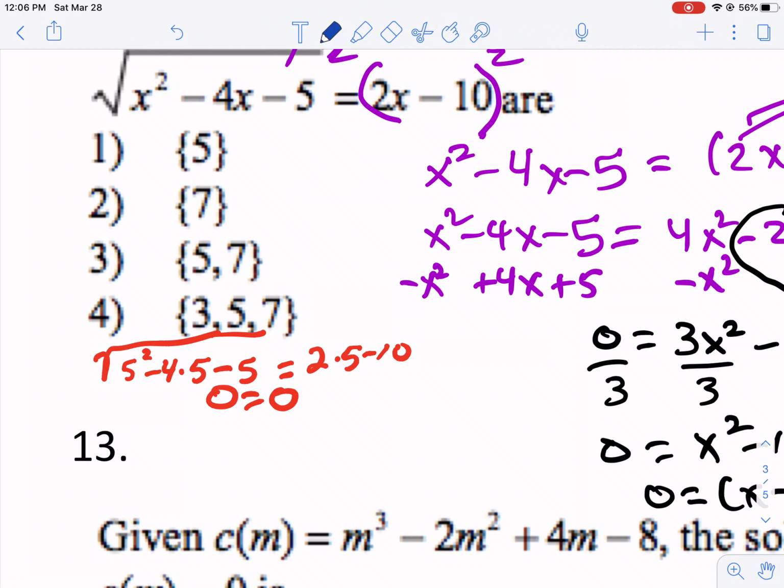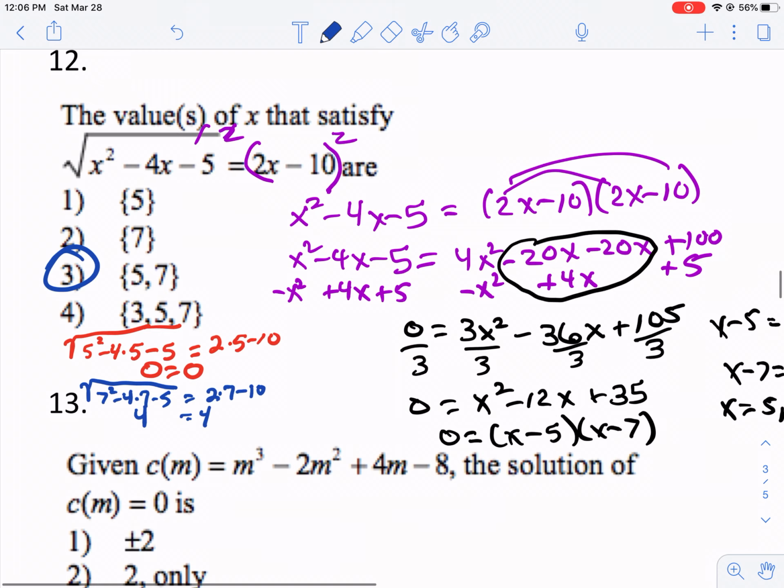Let's go check the 7. 7 squared minus 4 times 7 minus 5. We want that to come out to be 2 times 7 minus 10. Alright, so let's check that. The square root of 7 squared minus 4 times 7 minus 5 comes out to be 4. And 14 minus 10 is also 4, so they both work. The answer is number 3.